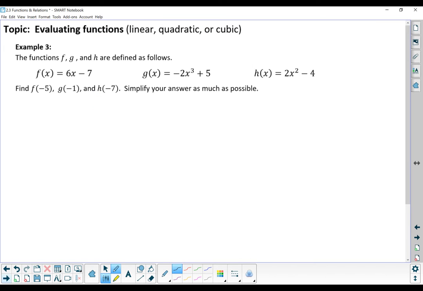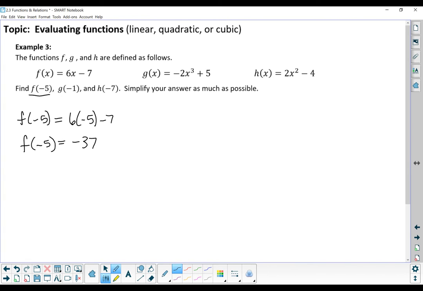All right, the next topic is evaluating functions. So you might see a linear function here, you might see a cubic function, or you might see a quadratic function. Any of those types will come up in this topic. So I've got the 3 functions here, function f, function g, and function h. We first want to find f of -5. So we're going to substitute -5 into that equation. And if we calculate that, 6 times -5 minus 7 is, I think, -37.